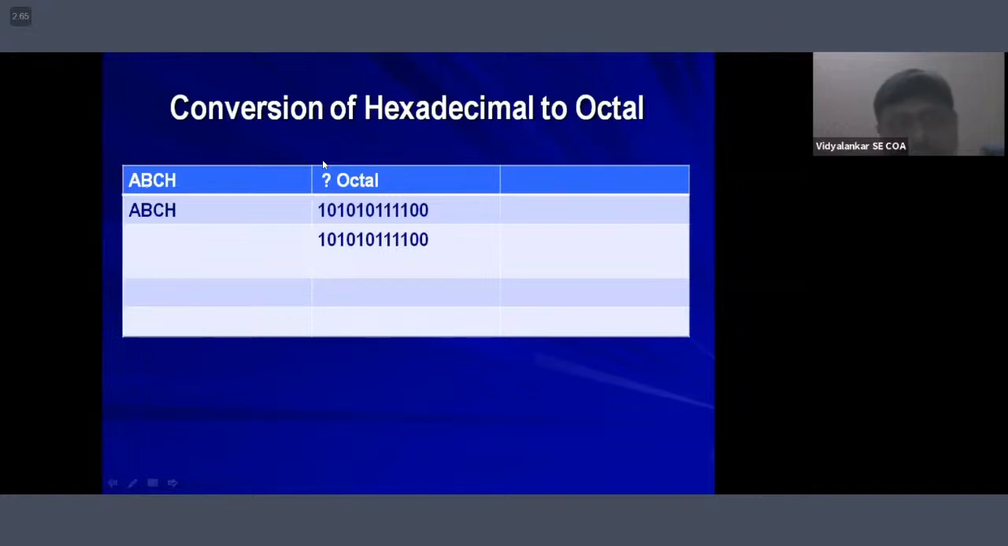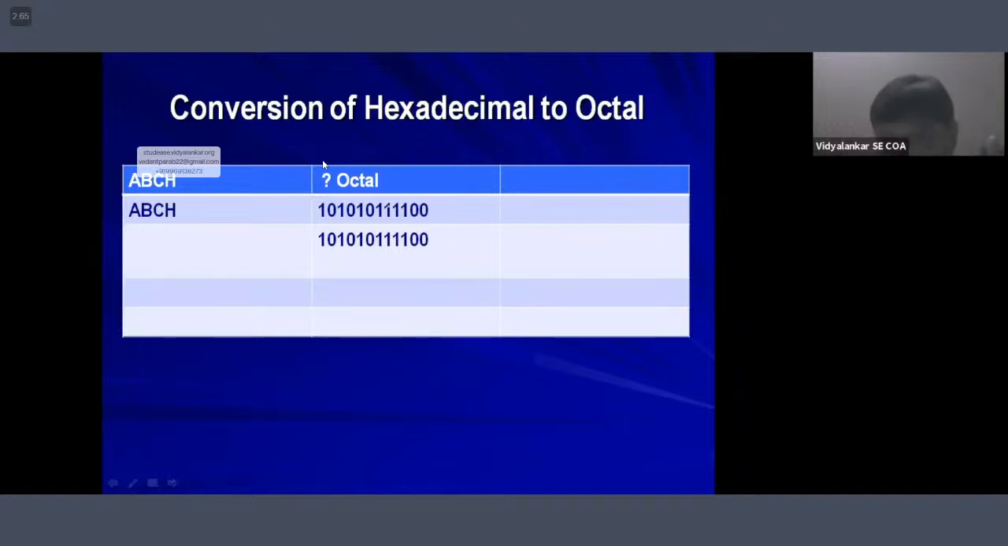Let's take example. I want to convert ABC hexadecimal to octal. Okay, so ABC hexadecimal is what value in octal? That's why there's a question mark. In step 1, we take our hexadecimal number. What is hexadecimal number? A, B, C. Okay, H is for hexadecimal. And I will convert it into binary. See, what is the significance of binary? Binary number system allows you direct conversion. Hexadecimal to octal, octal to hexadecimal.